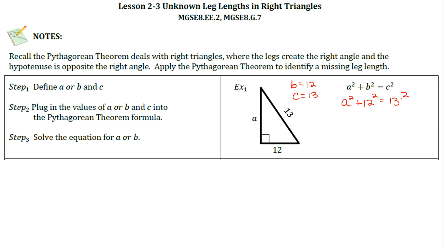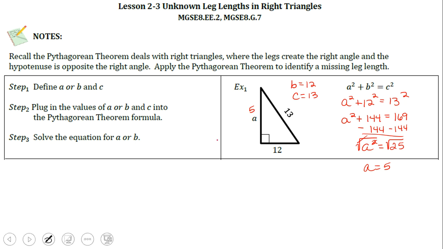Now, once we've plugged those in, we're going to solve. So I'm going to do my calculations. 12 squared is 144. 13 squared is 169. We're trying to solve for A, so we must isolate A. So we're going to subtract out 144 from both sides. We're going to undo the square by taking the square root. And my A value is 5. So this leg has a value of 5.